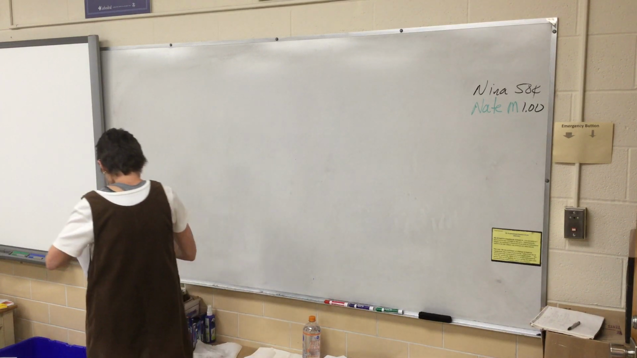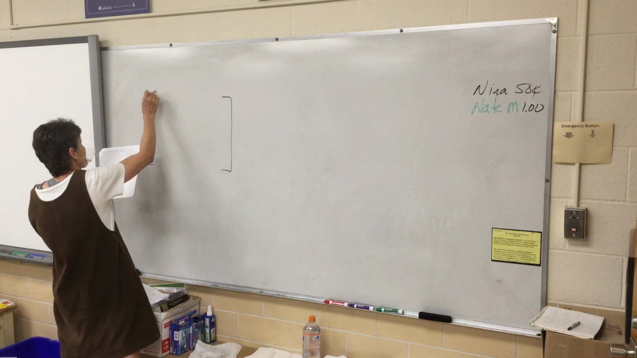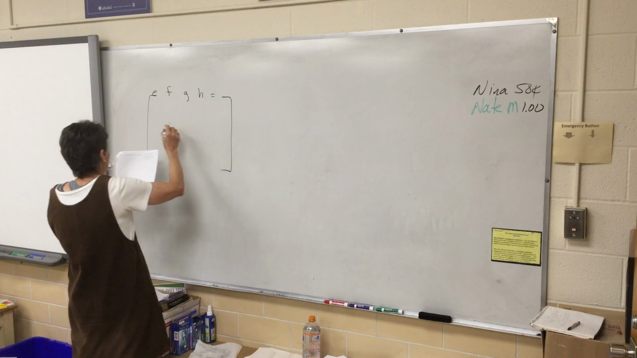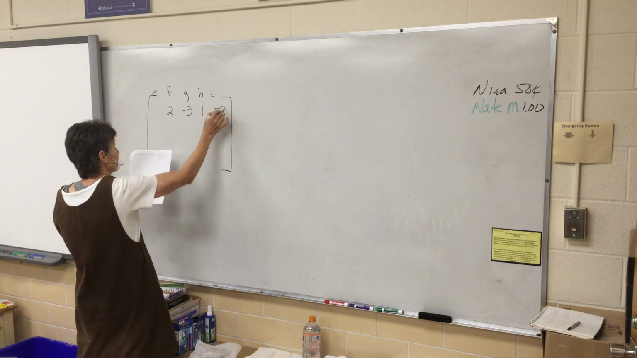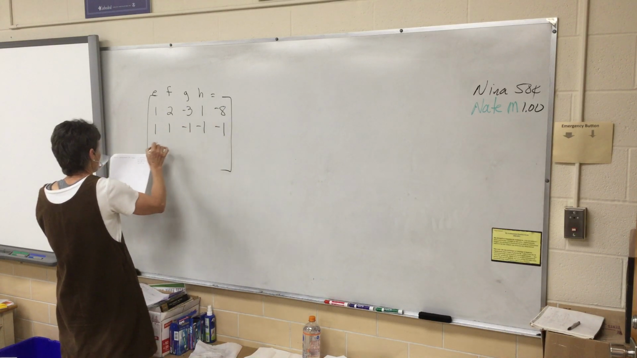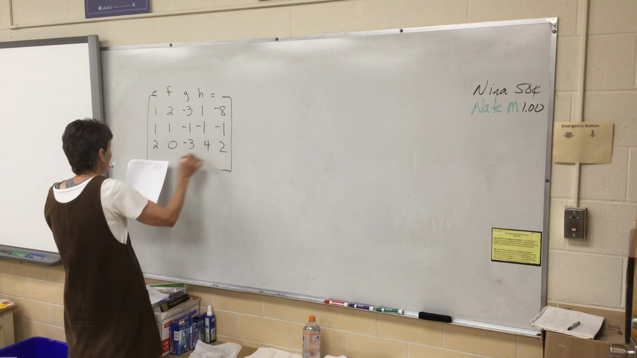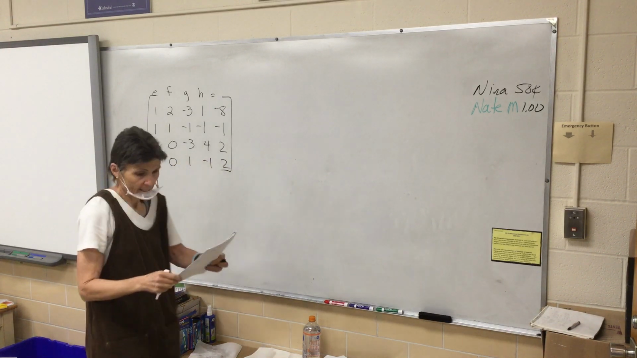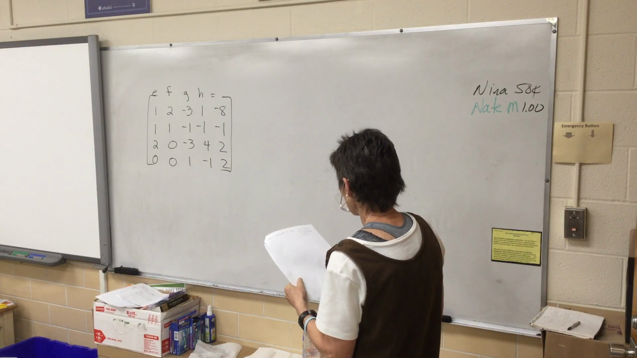I'm not going to write down the original problem, I'm just going to write down my matrix. Looks like my variables are E, F, G, and H. So 1E, 2F, negative 3G, 1H, negative H. 1, 1, negative 1, negative 1, negative 1. 2E, no F, negative 3, 4, and 2. No E, no F, G. All right. Hopefully I copied everything correctly.